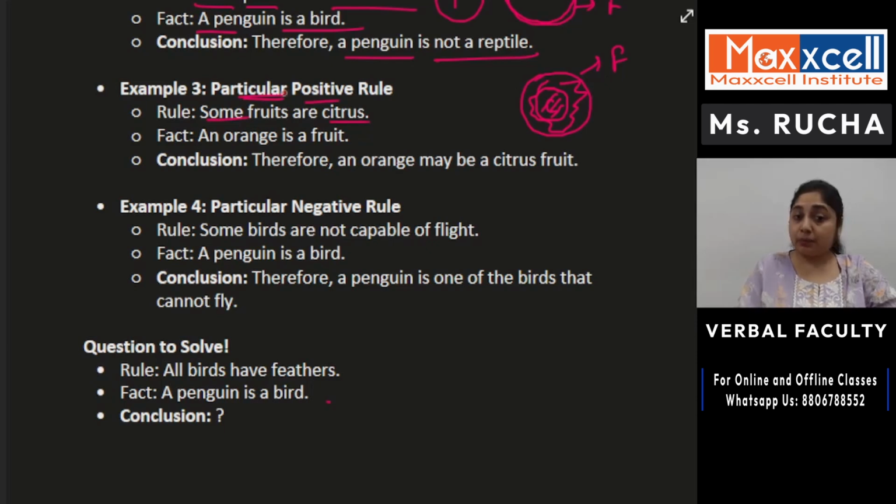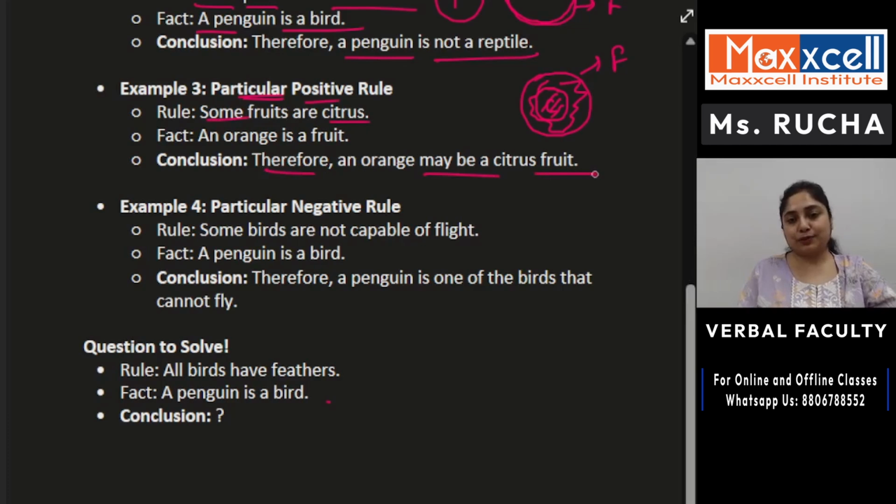So we can, but we are following this particular positive rule right now, so it is better to stick to the positive. Therefore an orange may be a citrus fruit. I hope you have understood this. Now I am asking you this question. You have to tell me whether the conclusion is correct or not for the next set.